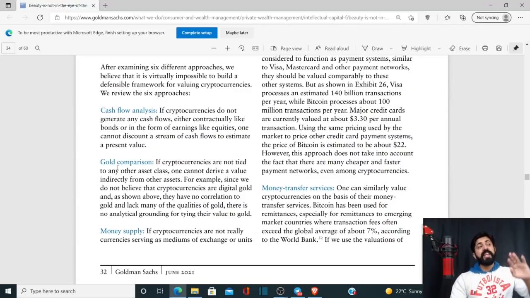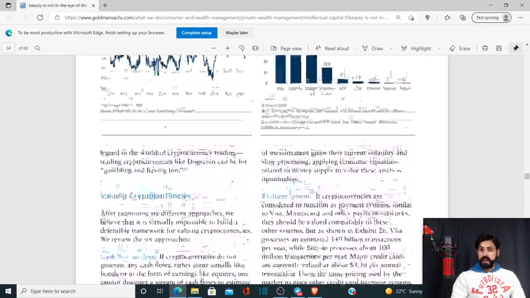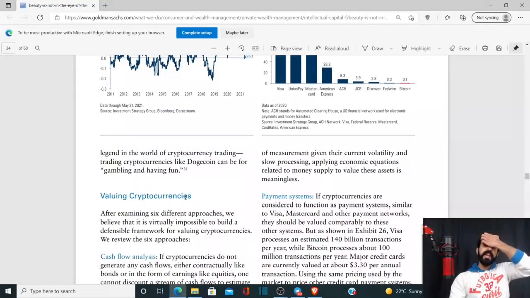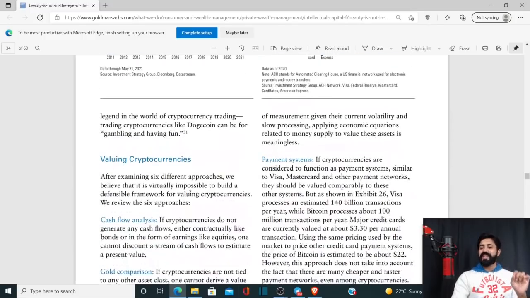By the time XRP was out, you can take the price of XRP, you can take the price of gold, and look at how it varied. It's been volatile, I agree. Now the next thing is money supply. If cryptocurrencies are not really currencies serving as a medium of exchange or units of measurement, given their current volatility and slow processing, applying economic equations related to money supply to value this asset is meaningless. So you don't have to actually do that.